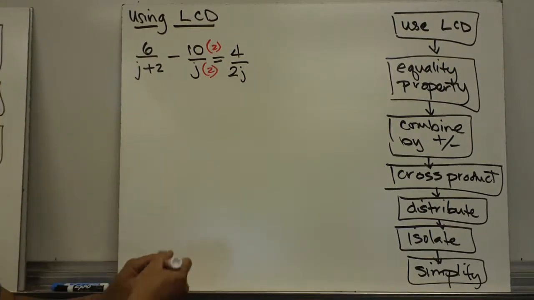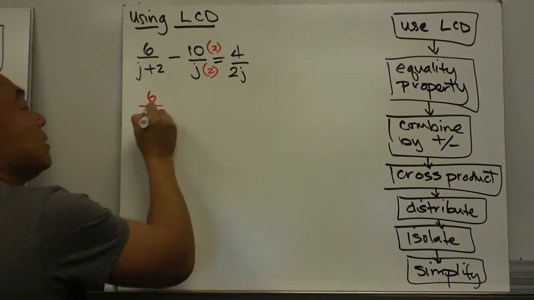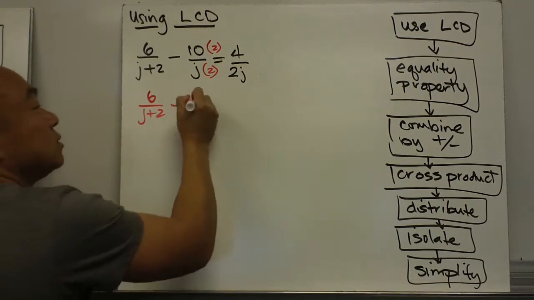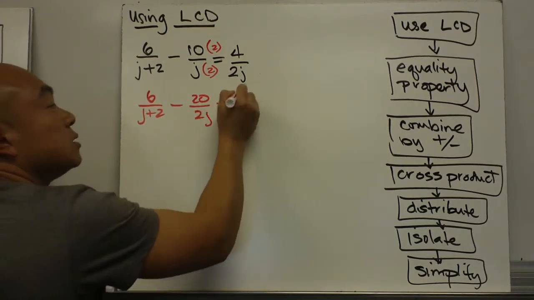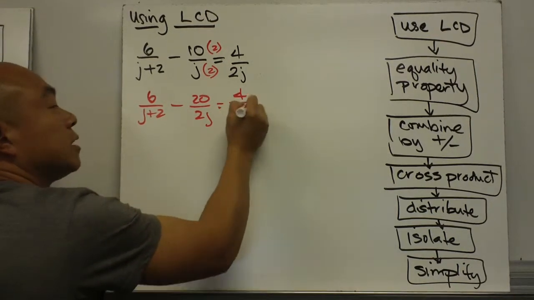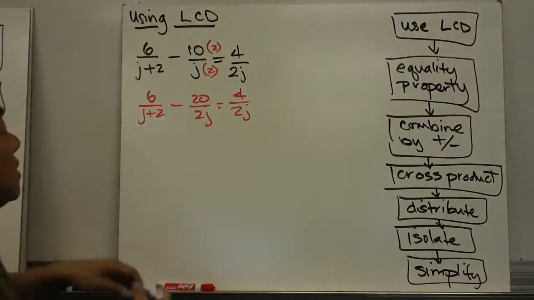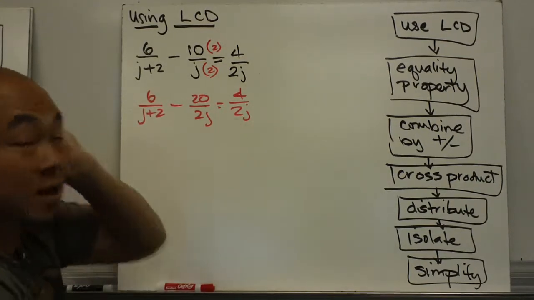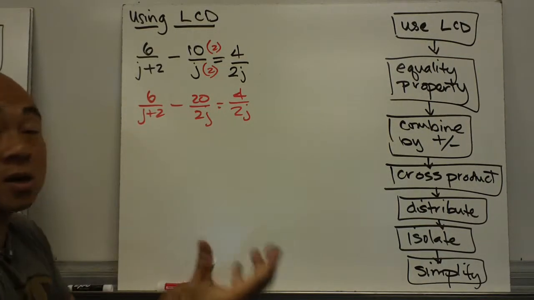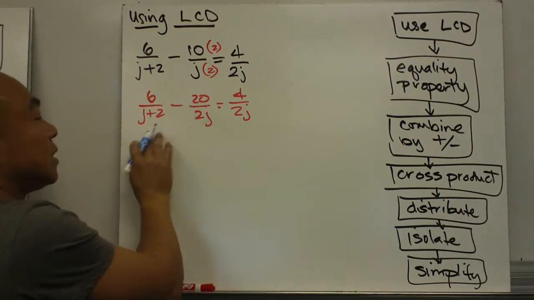Okay, so I'm just going to rewrite this real quickly. So this is going to be 6j plus 2 minus 20 over 2j is equal to 4 over 2j. Now the reason why I wanted to use a 2j is because now I can take this term and put it on this side by either adding or subtracting. So we can combine the two terms. So I'm going to rewrite this.